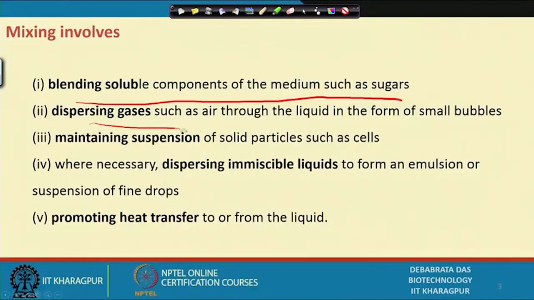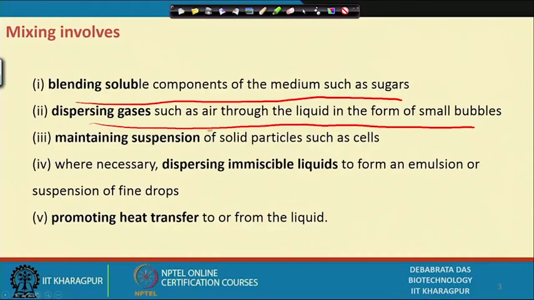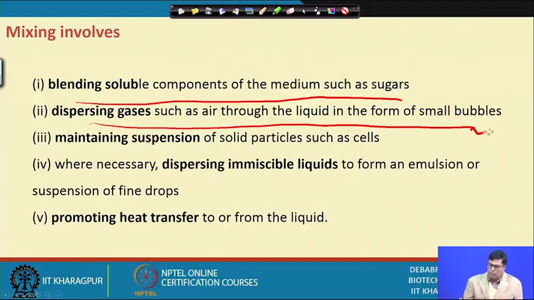Now, dispersion of gases such as air through the liquid in the form of small bubbles. I told you in case of an aerobic fermentation process, your main limitation is the dissolved oxygen concentration in the fermentation broth, because the microorganism will take the oxygen that is dissolved in the fermentation liquid. So dispersing gas such as air in liquid in the form of small bubbles is also a kind of mixing.